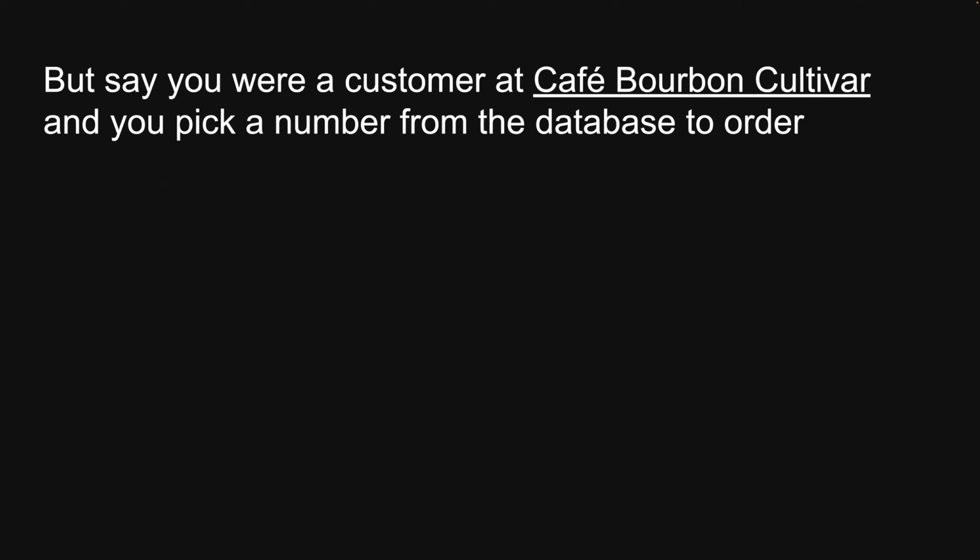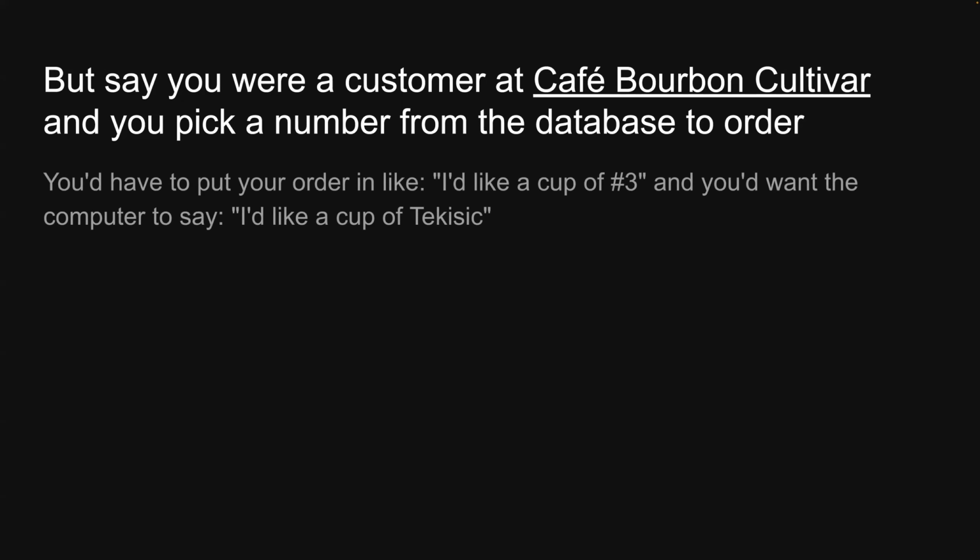So you pick a number from a display and it says, okay, we've got to look up that number and then say out loud what that is you're ordering. So you'd say, I'd like a cup of number 3. And you'd want the computer to say, I'd like a cup of Tekisik, right? And so how would you do that?